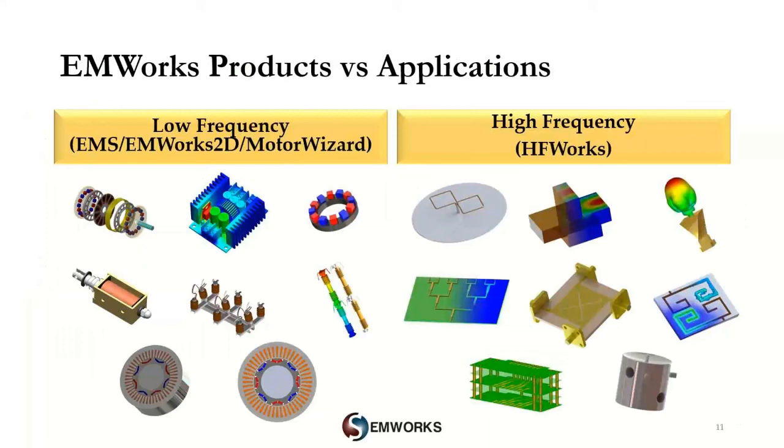Now let us do a quick recap on EMWorks products and their related applications. We can divide EMWorks offerings into 2 categories: applications related to low frequency simulation and applications related to high frequency simulation. Within low frequency category, we offer 3 products: EMS 3D, EMWorks 2D, and Motor Wizard. These products can be used to design and simulate applications such as cables, insulators, bus bars, actuators, solenoids, eddy current braking systems, wireless charging devices, transformers, and electrical machines.